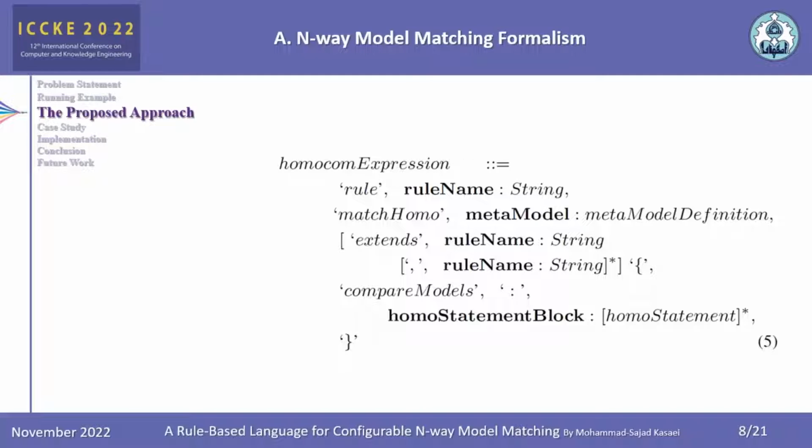Rule 5 shows the homocom rule. For writing and defining a homocom rule, we should use the rule keyword. After that, the name of the rule comes. In the following, we should write the match homo keyword, and then the metamodel definition comes. If this rule extends another rule, we can add this situation by using the extends keyword. In the following, we should write the compare models keyword, and after that colon symbol, and then we should write the homo statement. The homo statement determines the comparison criteria.